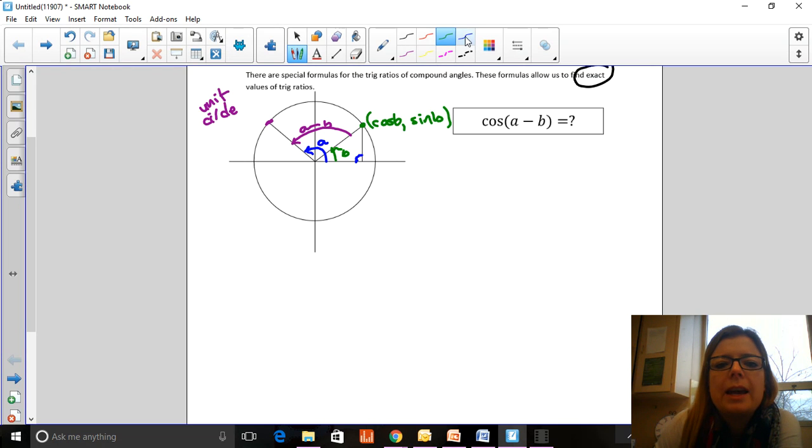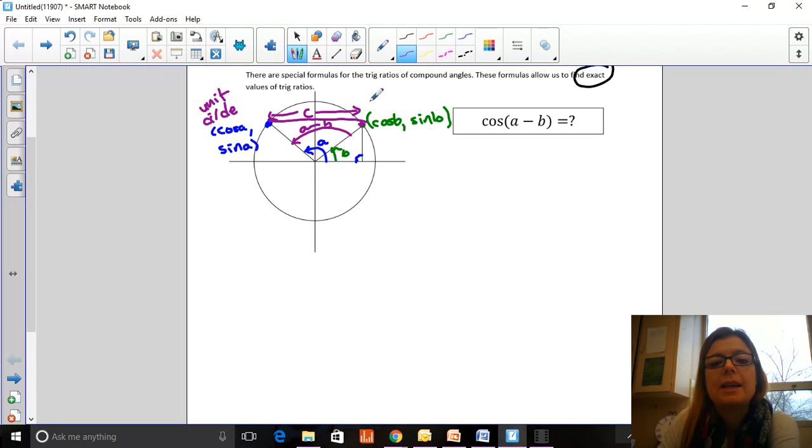And over here, we can say that this x value is cos A and the y value is sine A. So those are another way that we can represent those coordinates. Now, if you connect these two with a line, that creates a line segment that we're going to call C. So the distance from here to here, we're calling C.